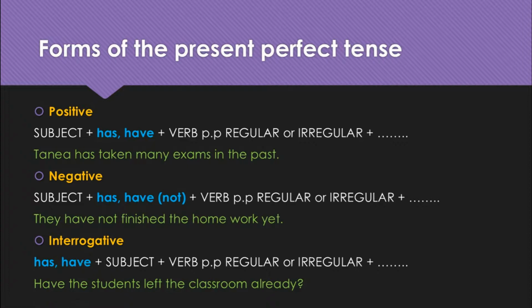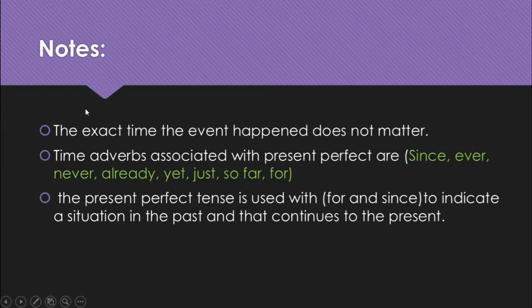So we also have the interrogative form, the question inversion. Here we flip the auxiliary verb and the subject, right? So have the students left the classroom already? Have comes first because we have students, it's plural. Then left is my irregular verb in its past participle form. Then I have the rest of the sentence, right? It should be clear.